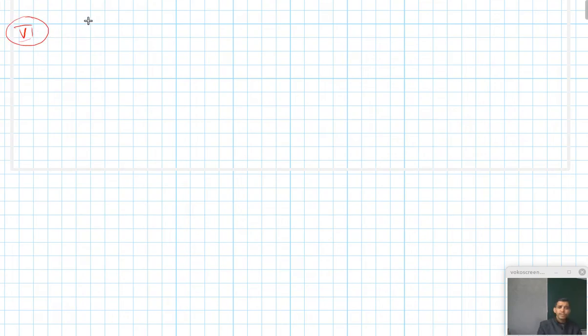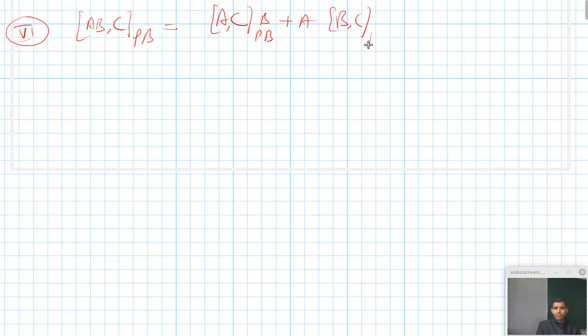So if A, B, C, its Poisson bracket is equal to [A, C]B plus A[B, C], right? So these are the Poisson brackets. So it's again a very interesting property. So let us try to prove it.